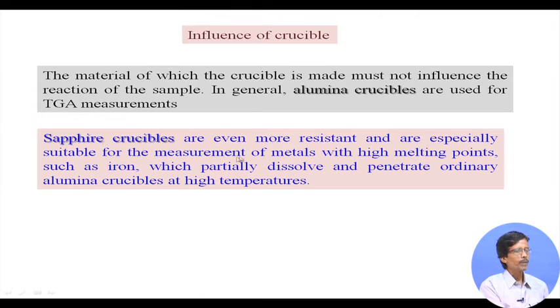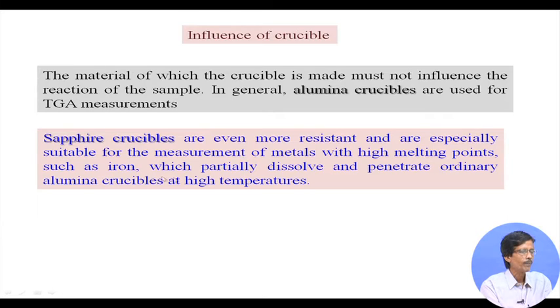But when we use the typical metallurgical process, ore extraction or mineral identification, we require some high melting points. So, if we are analyzing something with iron, or going for iron as the component for alloy formation, we should analyze the corresponding graph, that means the TG curve or the DTG curve, taking that particular iron sample in sapphire crucibles, because in this case they partially dissolve or penetrate ordinary alumina crucibles at high temperature.